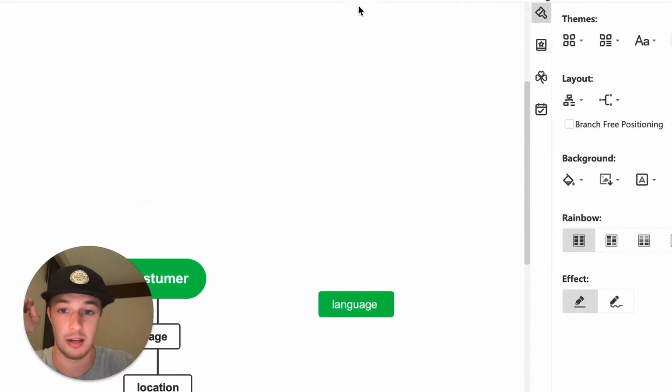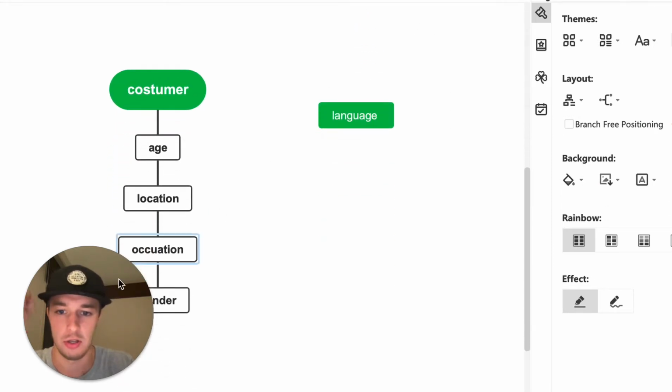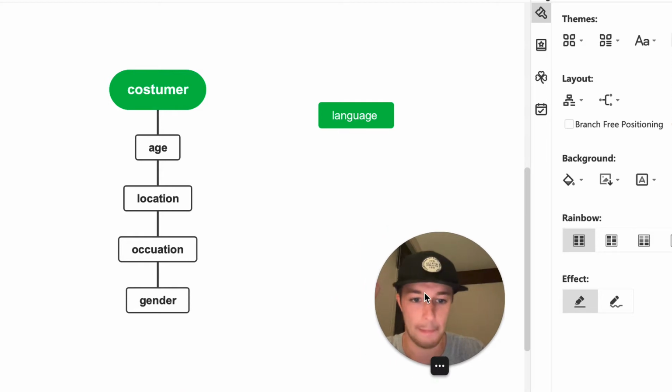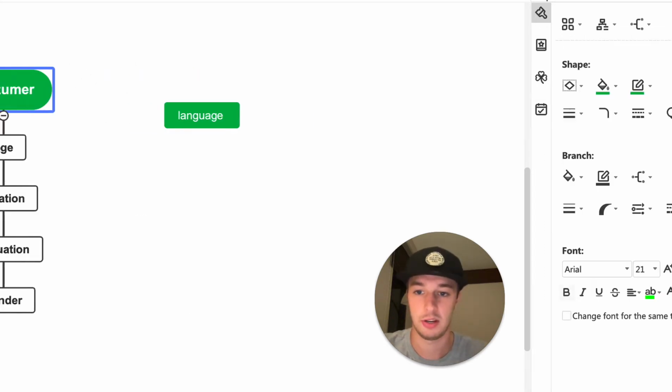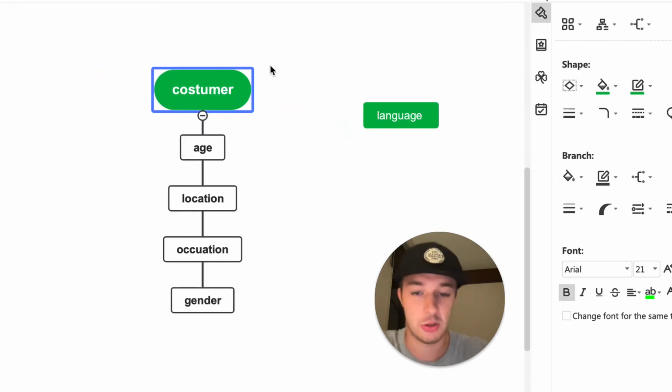Over here I have a little mind map for you, so let me move my camera over here. Okay, so now you can see I trained her to create a mind map of her ideal customer, a buyer's mind map. So let me show you over here. So let's say this is your customer, right?